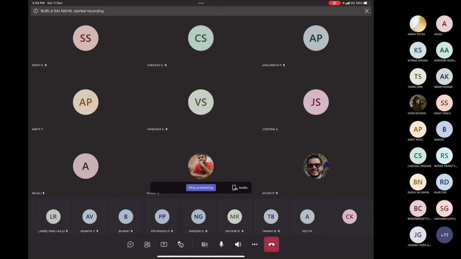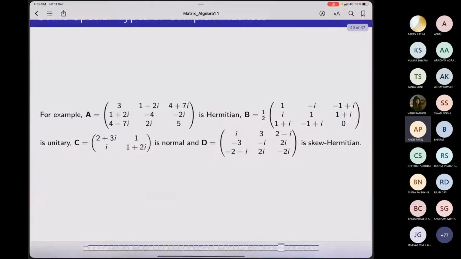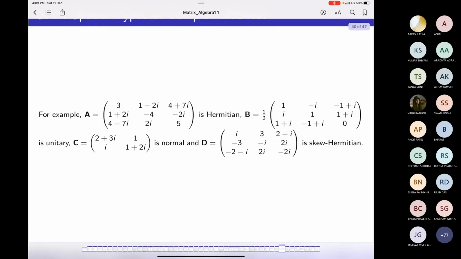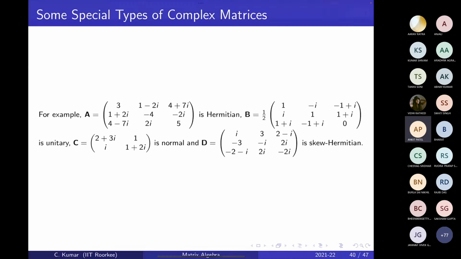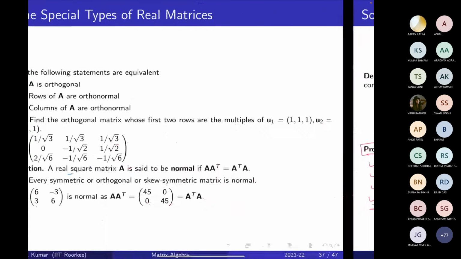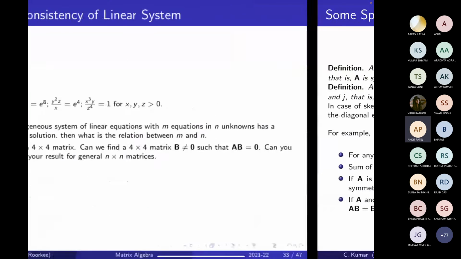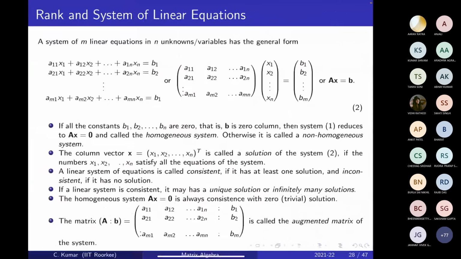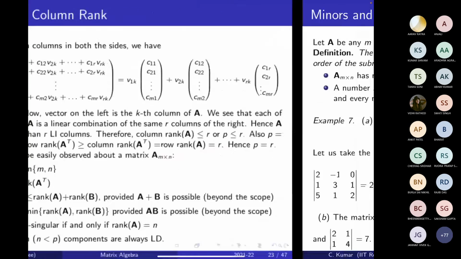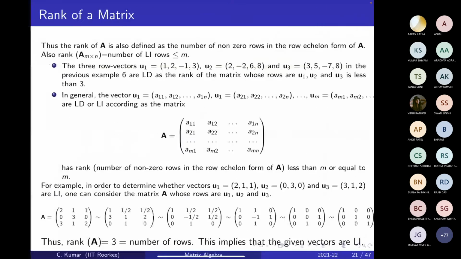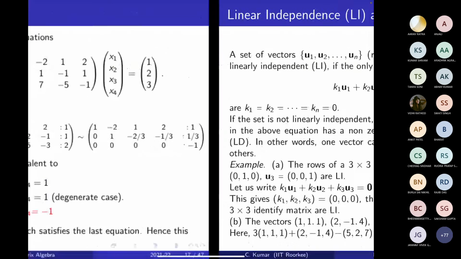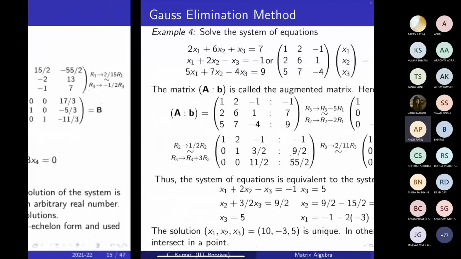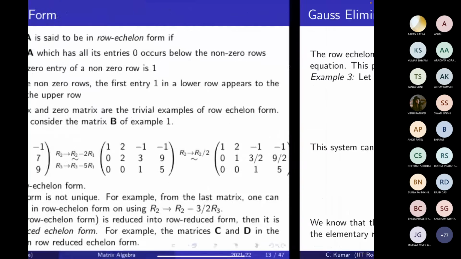Sir, I have a question related to row reduced form. In criteria in row reduced form, the one in a lower row should appear to the right of the one in the upper group. Your voice is very low. Can you speak a little bit louder? So I was saying that in row reduced form, is there any criteria that the first entry, one in a lower row, appears to the right of the one in the upper row?